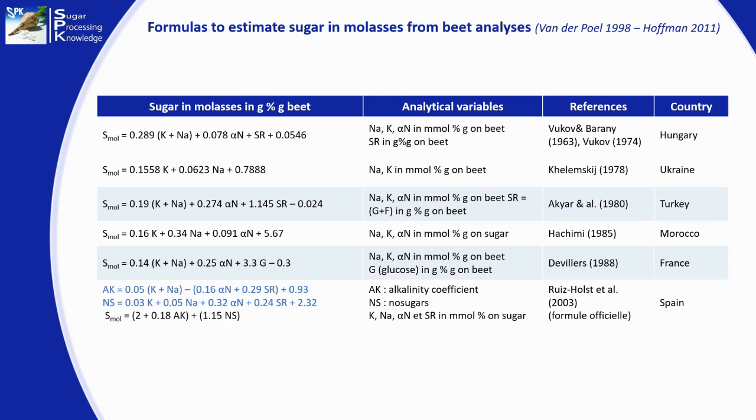In France, molasses sugar is a function of potassium, sodium, alpha-amino nitrogen, and glucose. In Spain, molasses sugar is a function of potassium, sodium, alpha-amino nitrogen, and reducing sugars. Therefore, it can be seen that there are no fixed and unique formulas for estimating molasses sugar, so it depends mainly on the growing conditions of the beet.